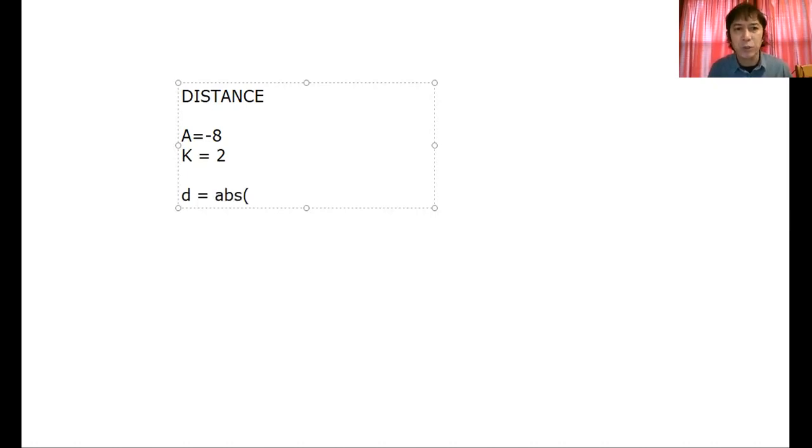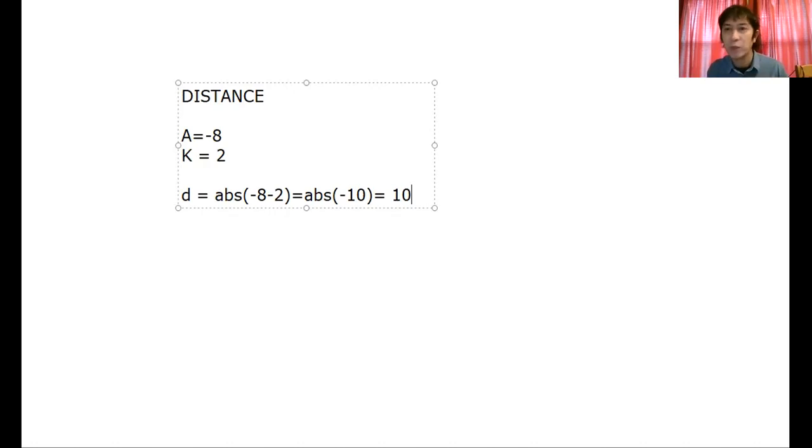So we shall start with A minus K, and A is -8, and then minus the K, which is 2, and then determine the absolute value of this. Now we have absolute of the sum of -8 and -2 is -10, and the absolute of -10 is a positive 10. So the distance between -8 and 2 is a positive 10. Distance is always positive.